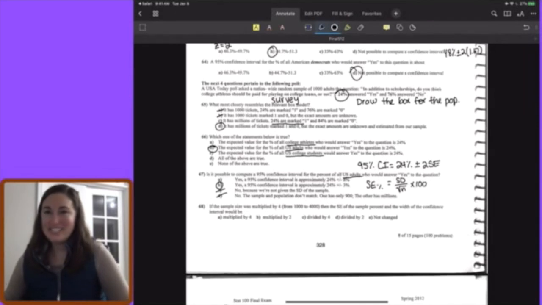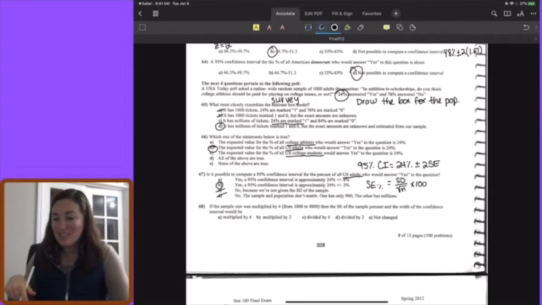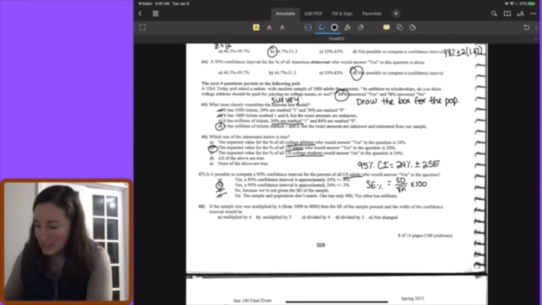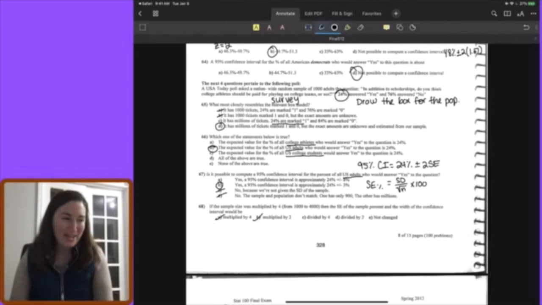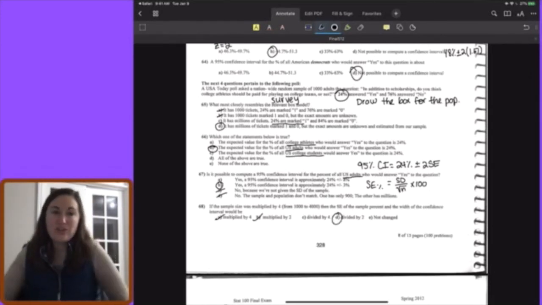All right, 68 says if the sample size was multiplied by 4, what would happen to the standard error? So as our sample size increases, our error should decrease. So I know it's going to get smaller. I'm going to get rid of these multiplied ones. The more people, the less error. More people is a good thing. And if our sample size goes up by a factor of 4, all of our standard error formulas have the square root of n in them. So the standard error is going to go down by a factor of 2.